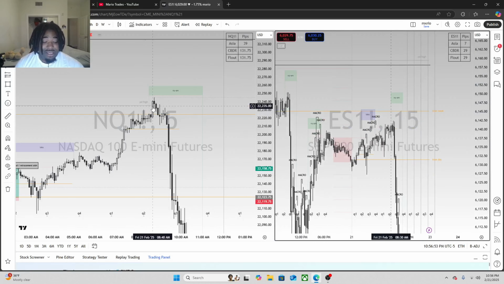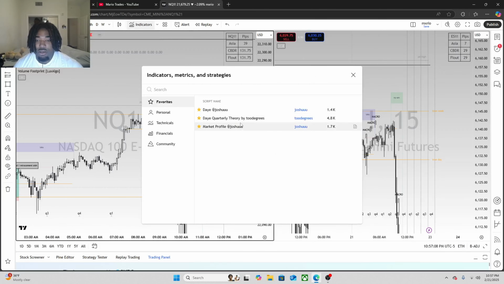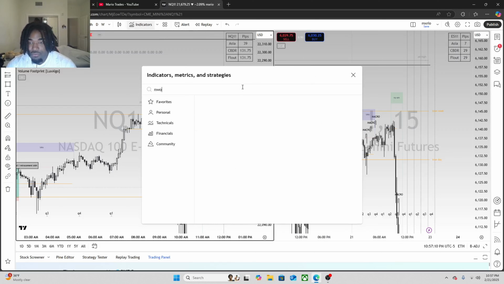NQ swept previous day highs. ES did not. So we have a weekly SMT with an intraday SMT. NQ swept previous day highs and ES didn't. So that's an SMT within itself, right? So if we turn on the indicator, where is it at? Hold on.